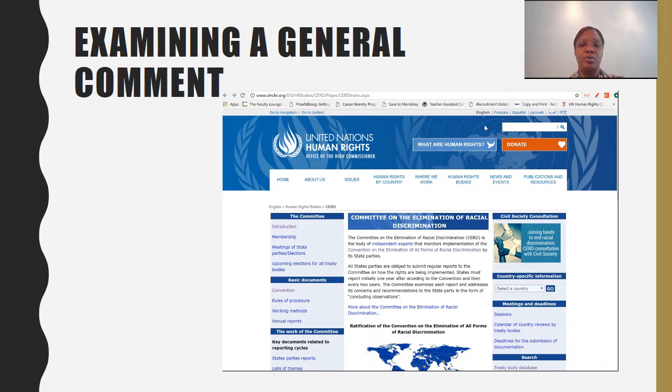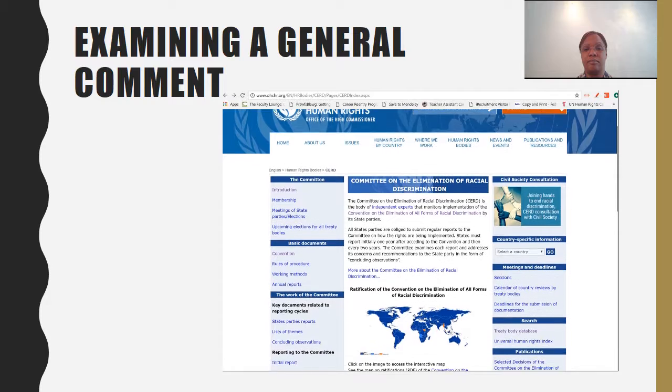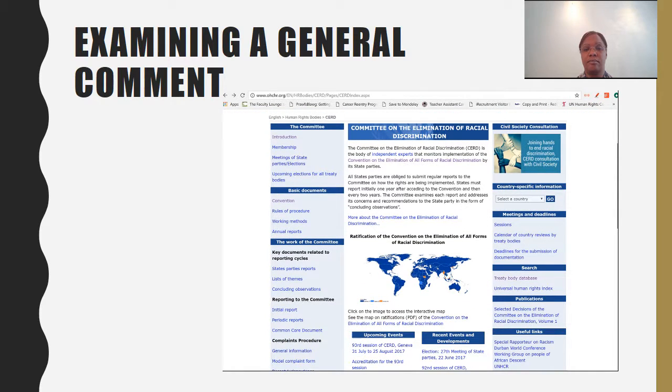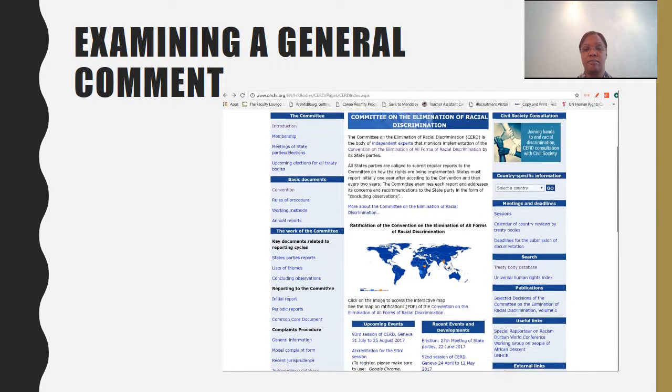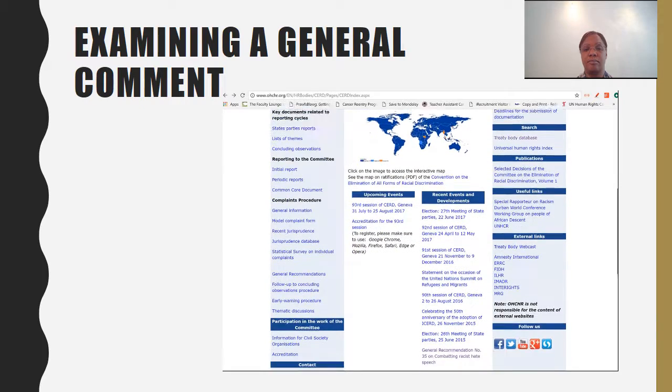Here, we are going to go to the World Wide Web, look up a general comment, and understand the structure and how it's set up so that we can better know how to interpret and analyze such a document. I was going to take a look at the treaty for the elimination of racial discrimination, and I wanted to see the general comment.